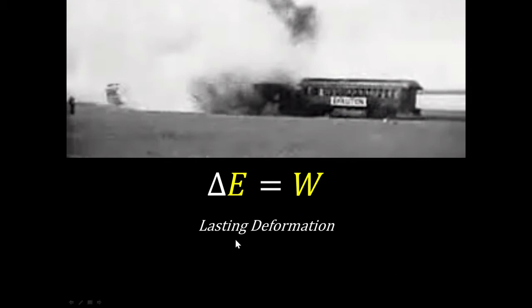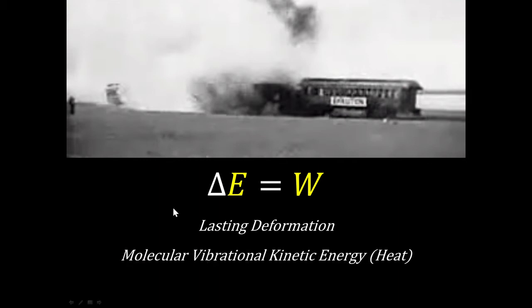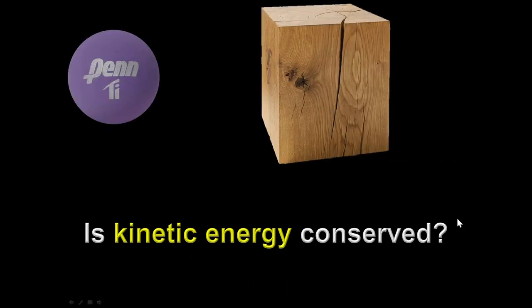The work that is done, some of that work is done in what's called lasting deformation. When you permanently deform an object, well, it takes work to do that. And some of the kinetic energy would be transformed into something else. Molecular vibrational kinetic energy. The molecules that make up that engine are going to start to vibrate more, and that's what we know as heat. Sound and light and all sorts of other forms of energy.